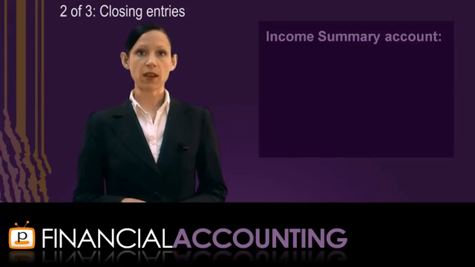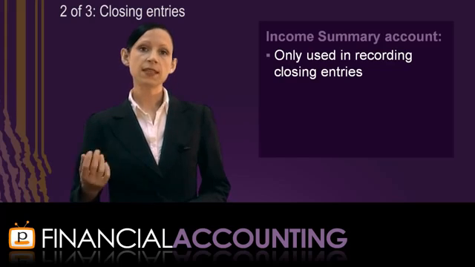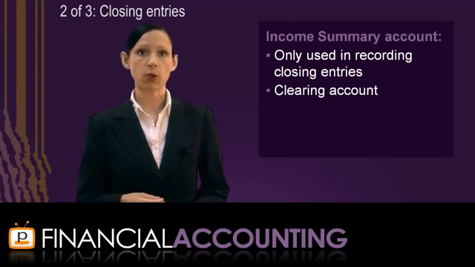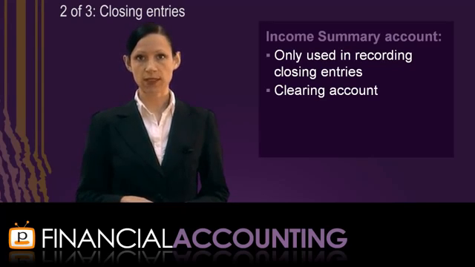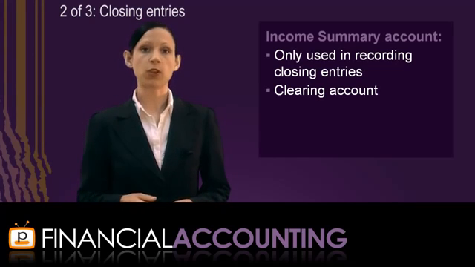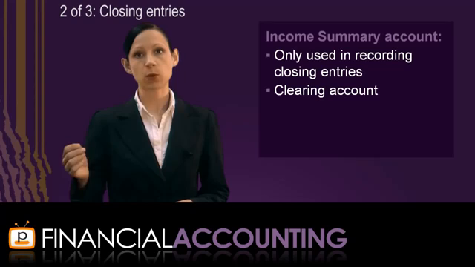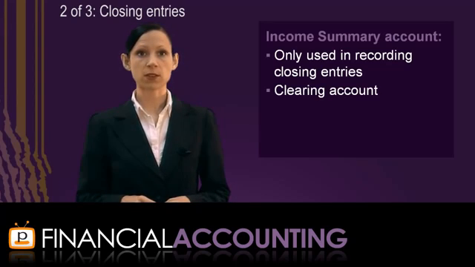The income summary account is a special account that is only used in recording closing entries. It is known as a clearing account because its ending balance is cleared or reduced to zero at the end of the accounting period, which is done by the third step in recording closing entries. Now you may be wondering, why bother using an income summary account at all? Why not close the revenue and expenses of the business straight to equity? Well, there are 2 advantages of using the income summary account.